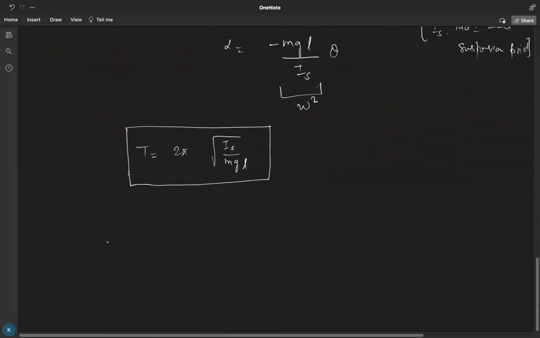Let me give you an example. Just try it at your home. Take a nail and fix it in the wall like this, take a plain paper and hang it on the nail, then take it to some angle and let it go, and it starts oscillating, right?